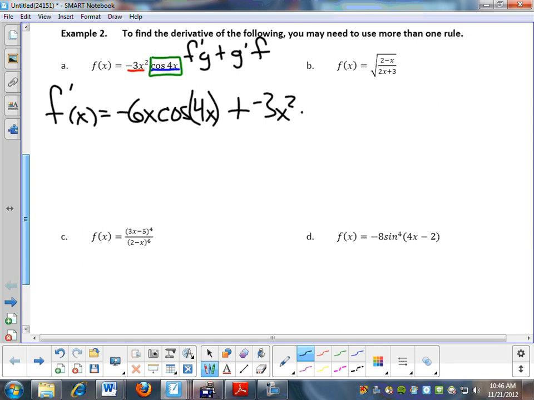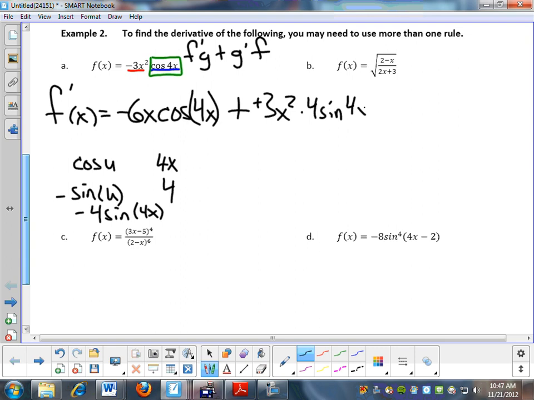Negative 4 sine of 4x. So I'll set it up, but I just want you to realize that you've now learned how to do that in a pretty quick way. I'll show you. The inside is 4x. The outside is cosine of u. Everybody agree? What's the derivative of the inside? What's the derivative of the outside? Negative sine of u. So as you multiply them together, you get negative 4 sine of 4x. So we can change that minus to a plus 4 sine of 4x.